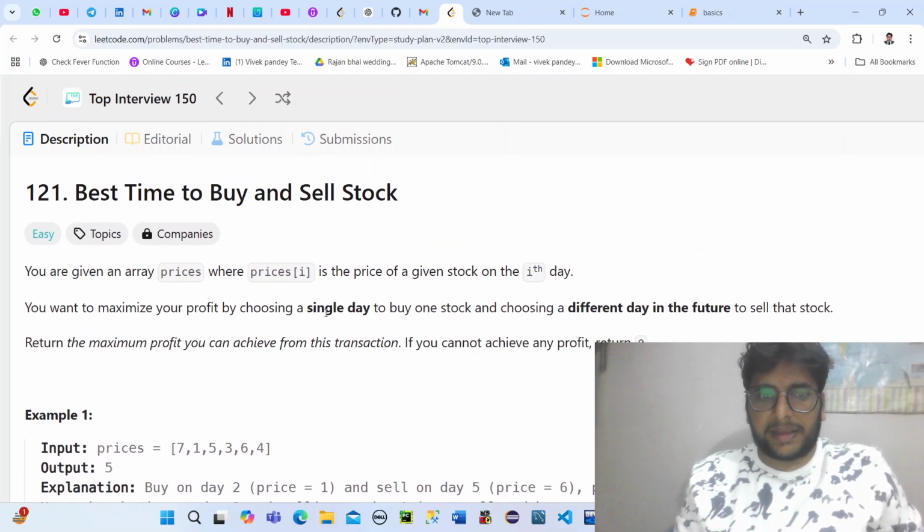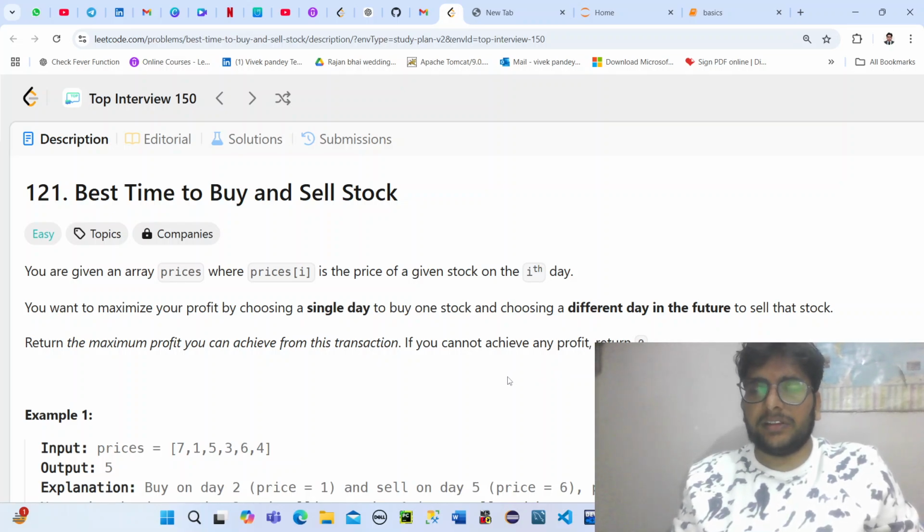Return the maximum profit you can achieve from these transactions. If you cannot achieve any profit, return zero. So if there is no profit, then it should be zero. Now we are given this. These are the prices on certain days. This day has this price and this has this price.